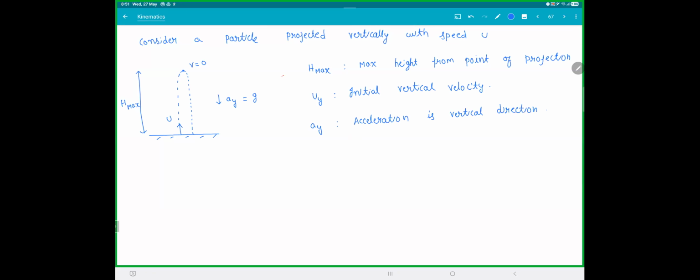Perfect. Remember, we know only three equations. v is equal to u plus at, s is ut plus half at square, and v square minus u square is 2as. Because g is constant, I can use them. So at the maximum height, the vertical component of velocity becomes 0. So before turning back, you have to stop for a moment.